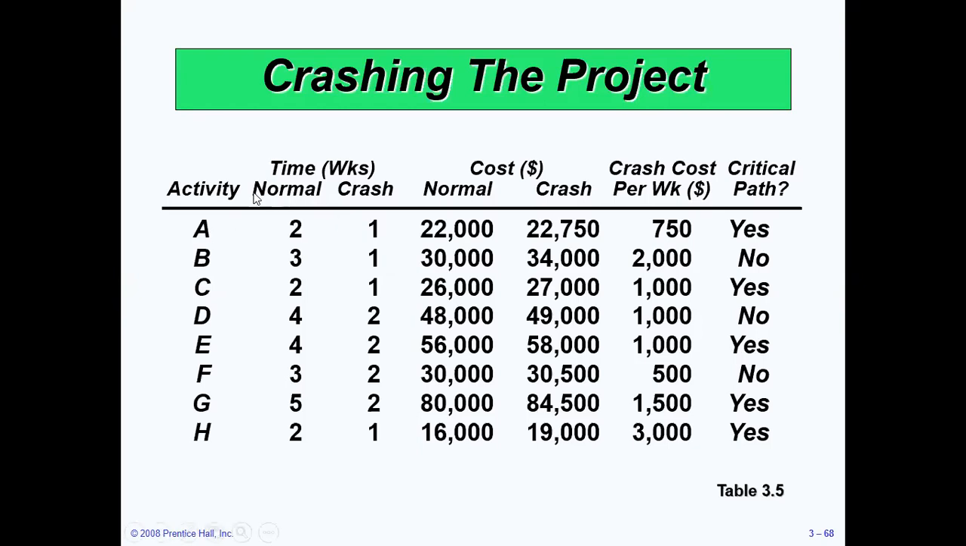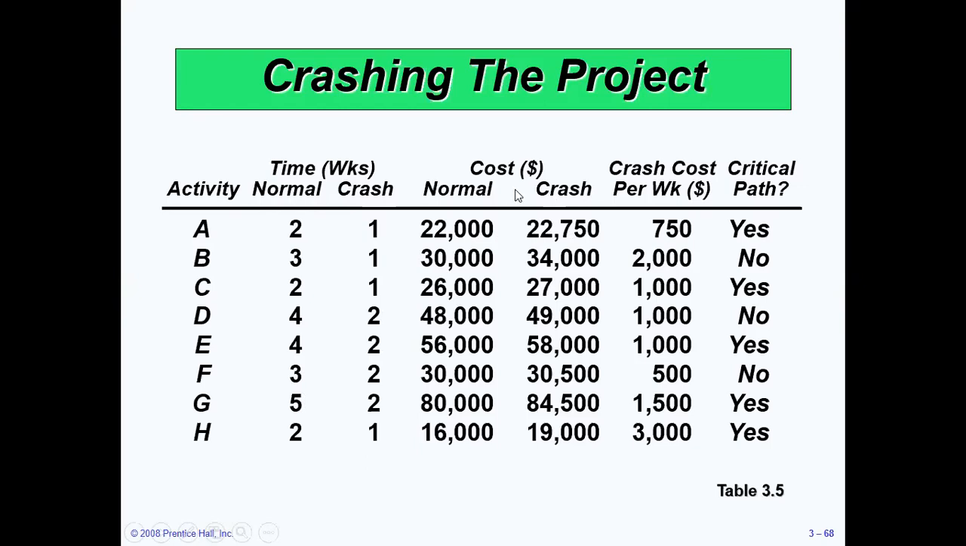So this is the normal time of activity A. For activity A, the normal time is 2. For activity B, the normal time is 3. For activity C, the normal time is 2 again, and so on till activity H. But the crashing time for activity A is 1. The crashing time for activity B is 1. For C it is 1, and so on for the other activities.